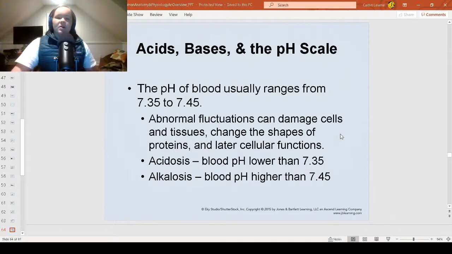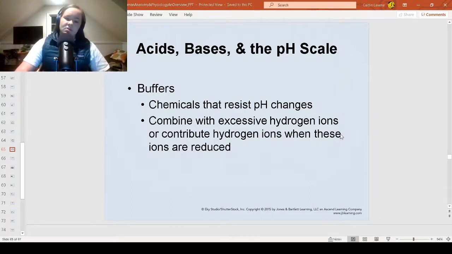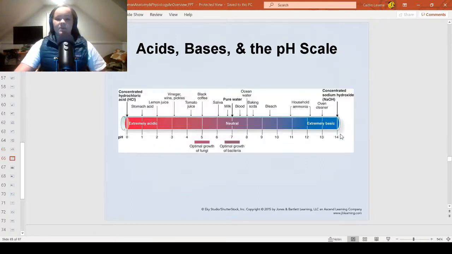The pH of blood usually ranges from 7.35 to 7.45. Abnormal fluctuations can damage cells and tissues, changing the shapes of proteins and altering cellular functions. Acidosis is blood pH lower than 7.35, and alkalosis is blood pH higher than 7.45. Buffers are chemicals that resist pH changes, combining with excess hydrogen ions or contributing hydrogen ions when these ions are reduced. Here we have the scale.